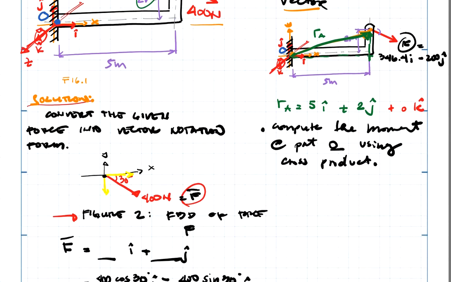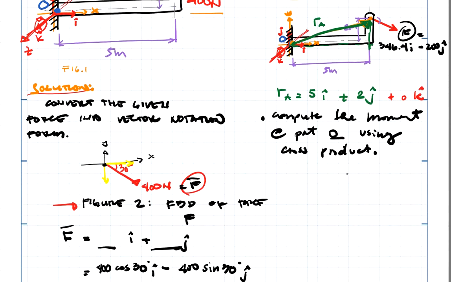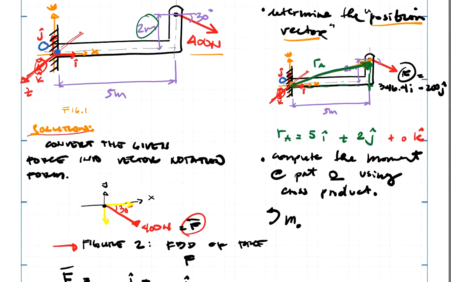Okay, so the moment at point O. If we use this technique, the positive connotation is based on the right-hand rule, so counterclockwise is positive. It only means that this rotation here is our positive rotation. Okay, it is just for the purpose of reference.